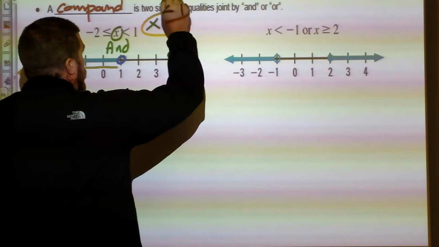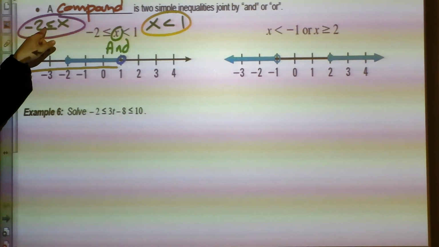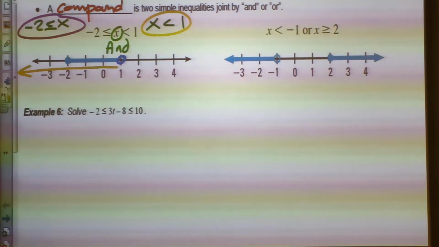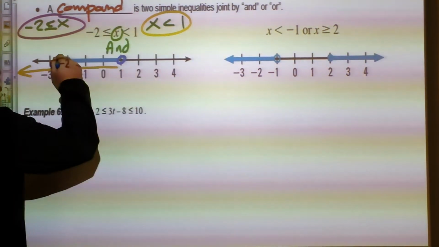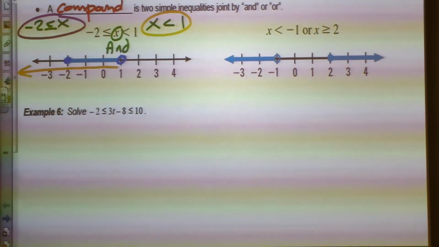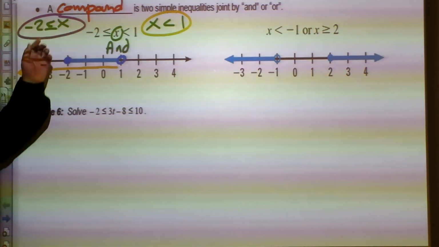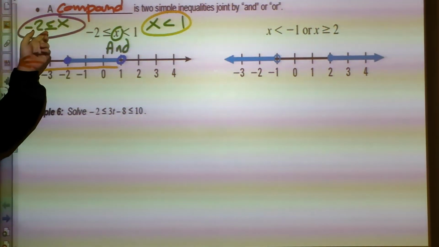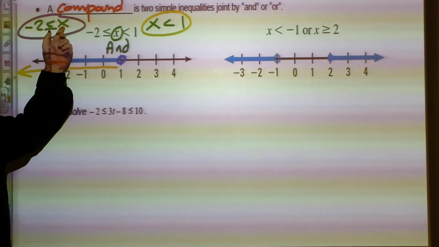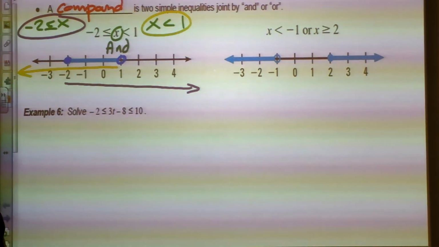And I'm going to do this inequality over here in purple. For this inequality, what I'm looking for is x is bigger than or equal to negative 2. So first off, at negative 2, I need a closed circle, which means negative 2 is part of my graph. And then I need to find the numbers on my number line that make this inequality true. Again, I like to use 0 as my test point. 0 is bigger than or equal to negative 2, so all these points to the right are going to make that inequality happy.